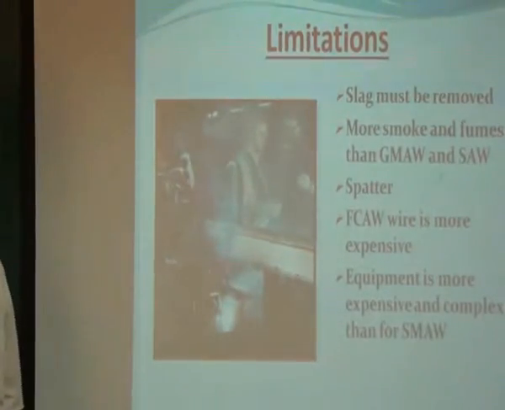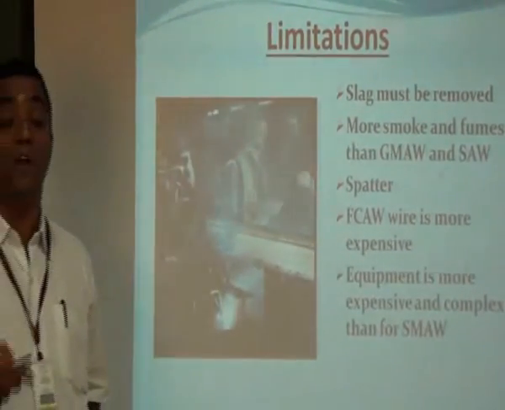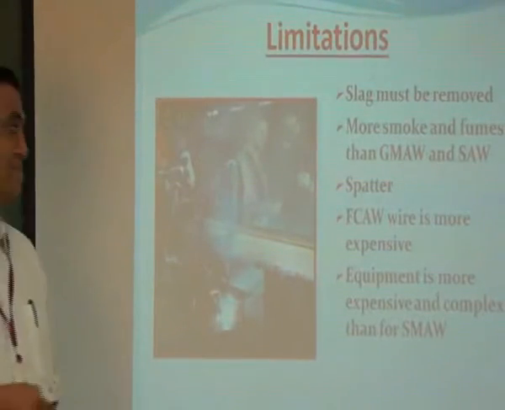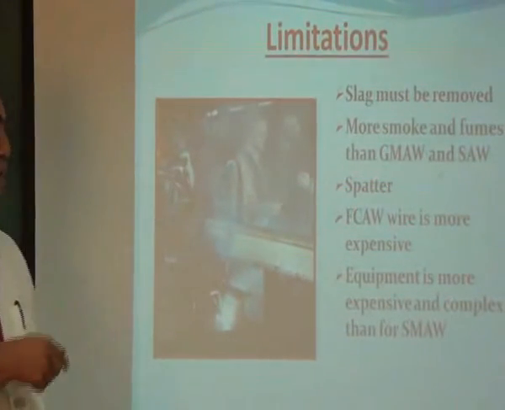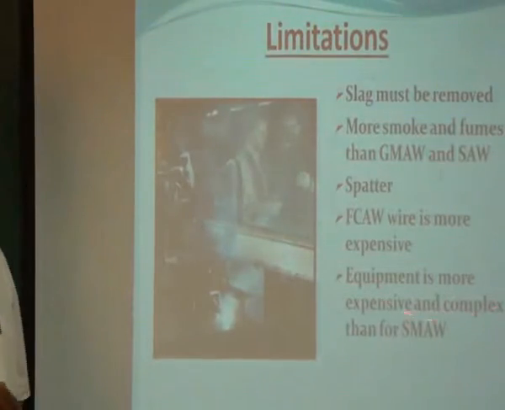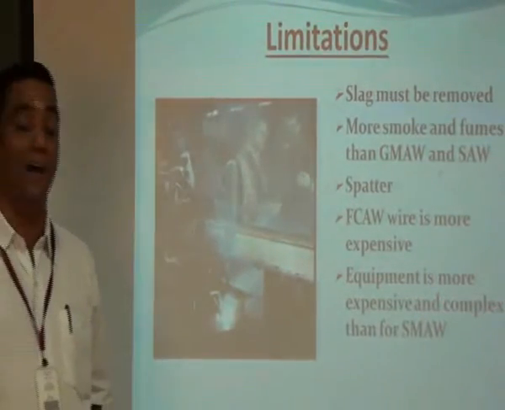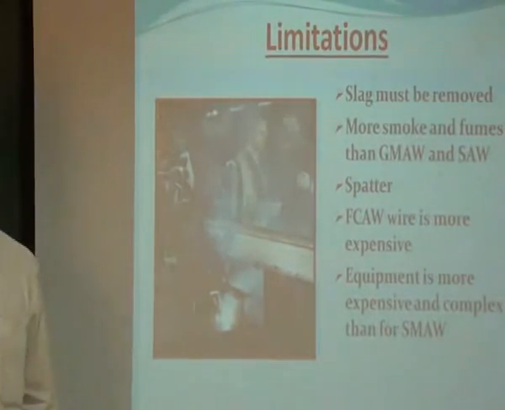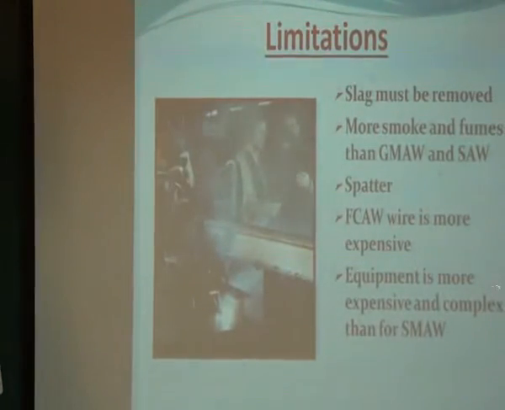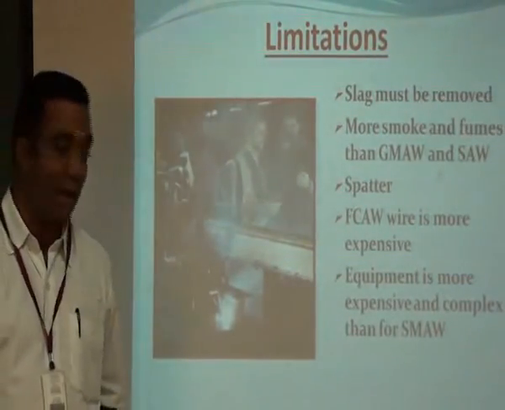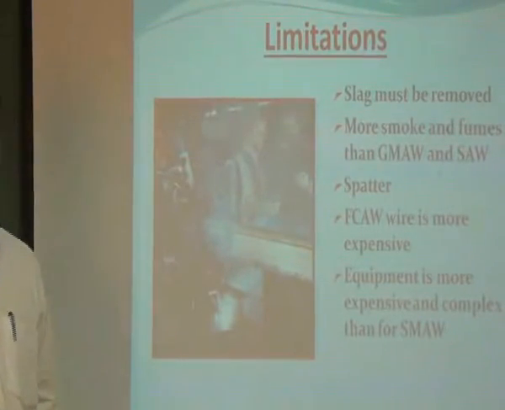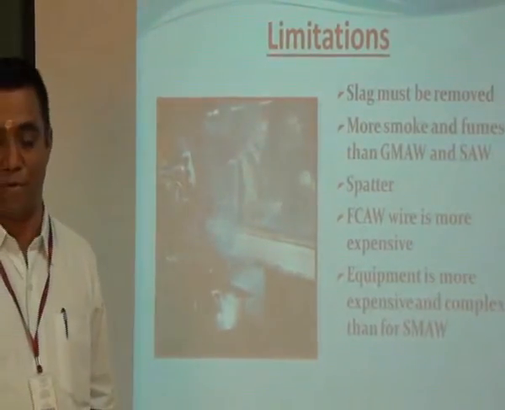Spatter is also a problem, because sometimes when too low a current is used, the flux starts melting and the wire does not melt. That is also one of the things. And FC wire is more expensive when you compare it with GMAW wire, and the equipment is more expensive and more complex than that used for the conventional SMAW process.